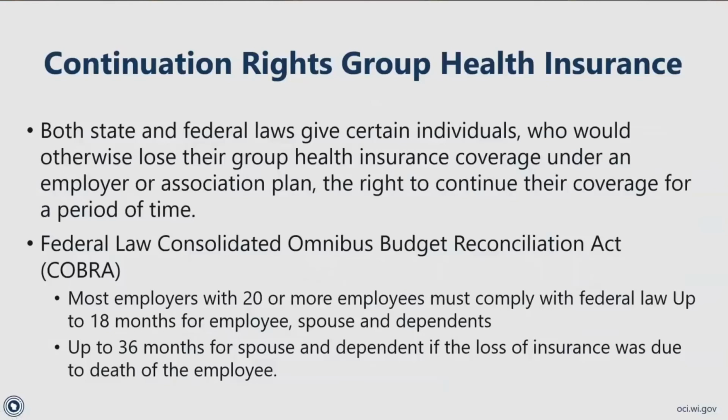So continuation rights in group health insurance products, you've been hearing more about this, especially with COVID and some of the uncertainty in employers. There is both state and federal coverage to give certain individuals who would otherwise lose their group insurance a right to continue their coverage for a specific period of time. Most employers with 20 or more employees must comply with the federal law, which is COBRA. And it's potentially up to 18 months for the employee, the spouse, or the dependents, and 36 months if there was a loss of insurance due to the death of the employee.